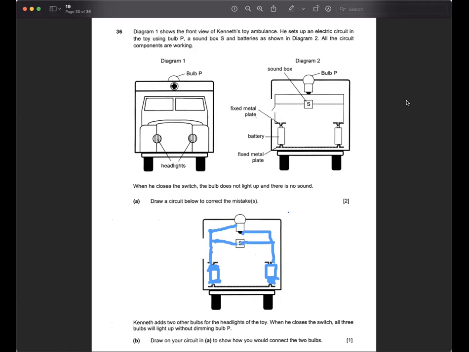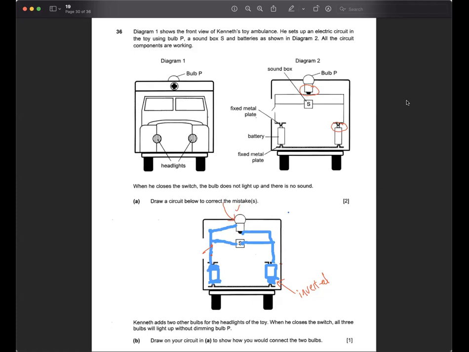Okay, the first thing first is yes, you need to make sure that the battery is inverted. What else? Okay, you forgot to put in your switch. So what other mistake are there? Okay, very good. Okay, the mistake is here and here. Okay, so you connect to the side of the bulb. So well done. Okay, how right? Very good.